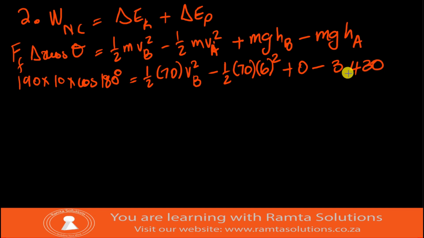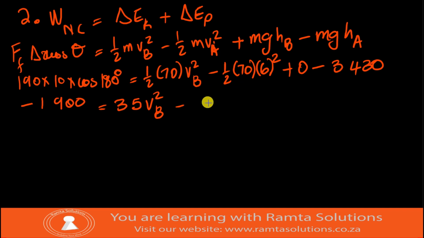Okay. So we have here 190 multiplied by 10. It is 1,900. Oh, it's negative 1,900. Remember, 190 multiplied by 10 multiplied by cos 180 degrees is minus 1,900. Do not make a mistake of forgetting this part. So here we have half of 70, which is 35 v sub b squared. And let's see, 35 times 36.